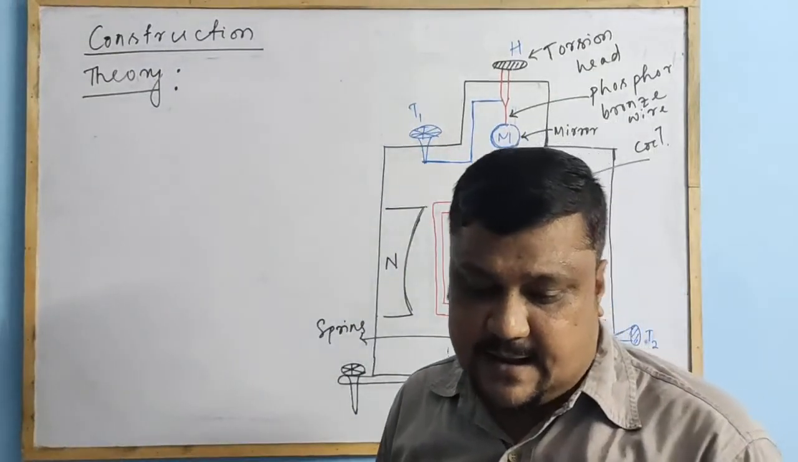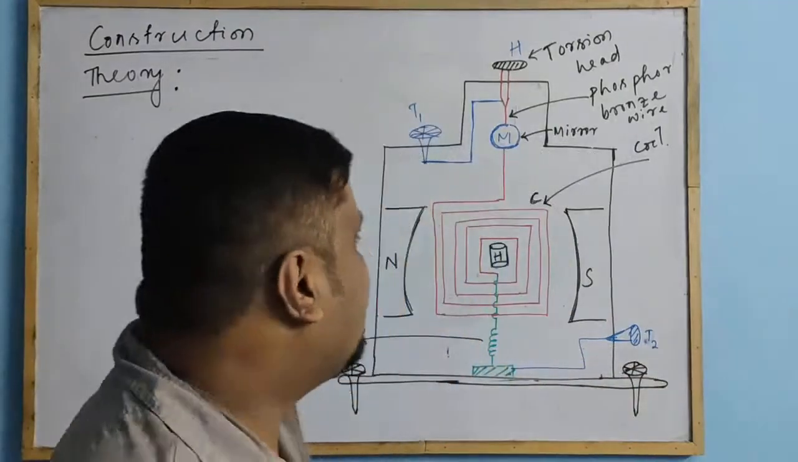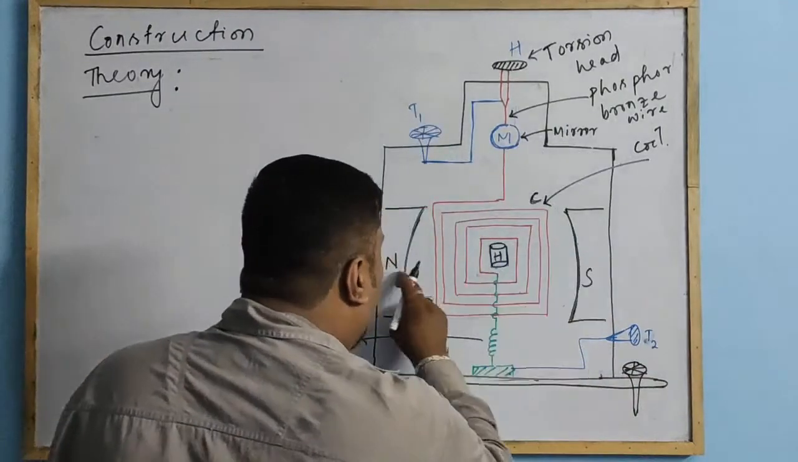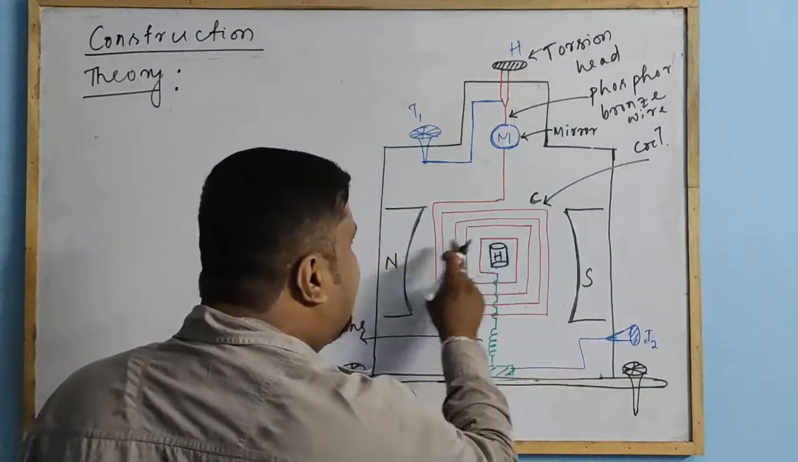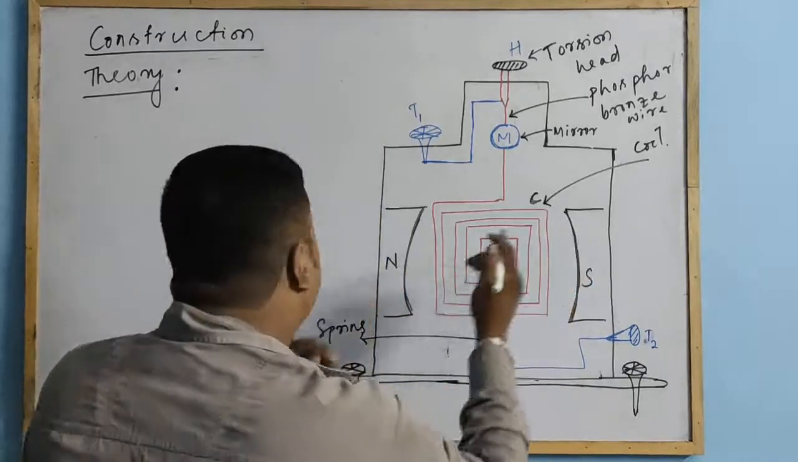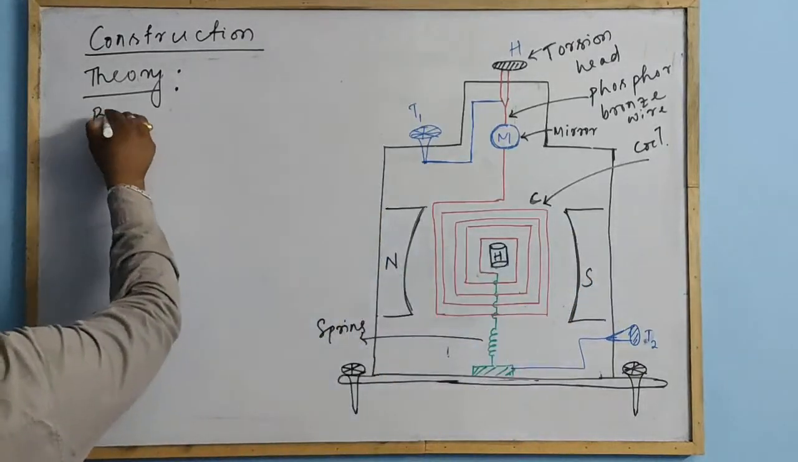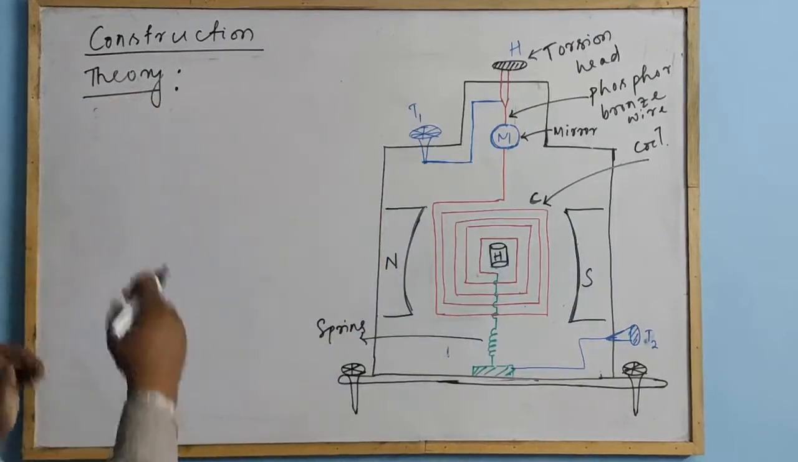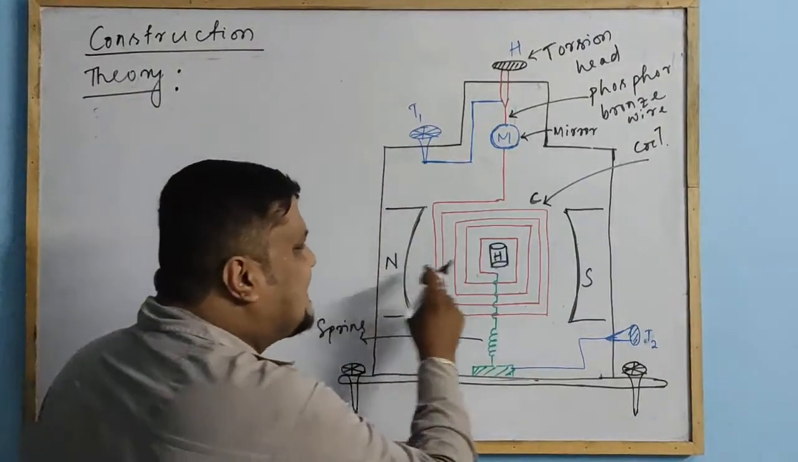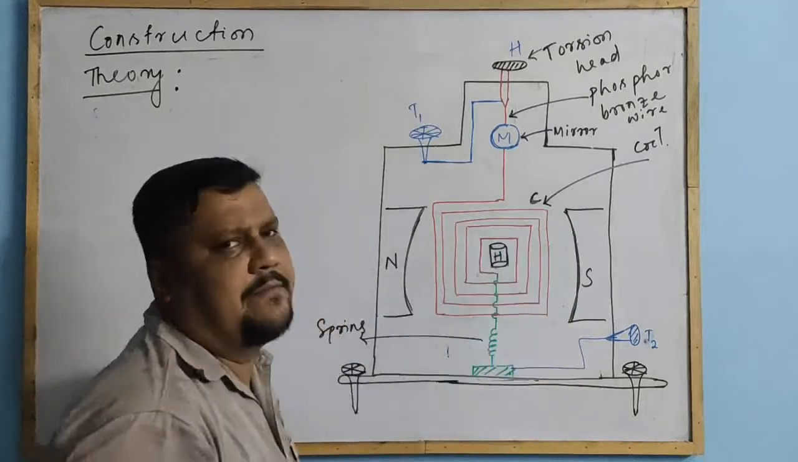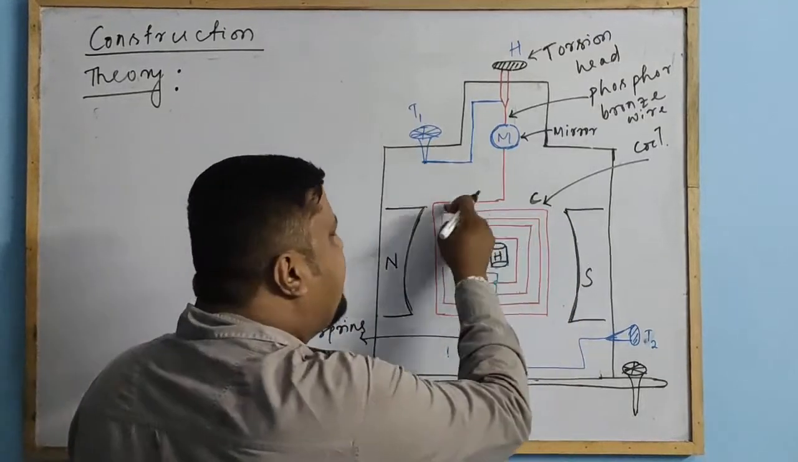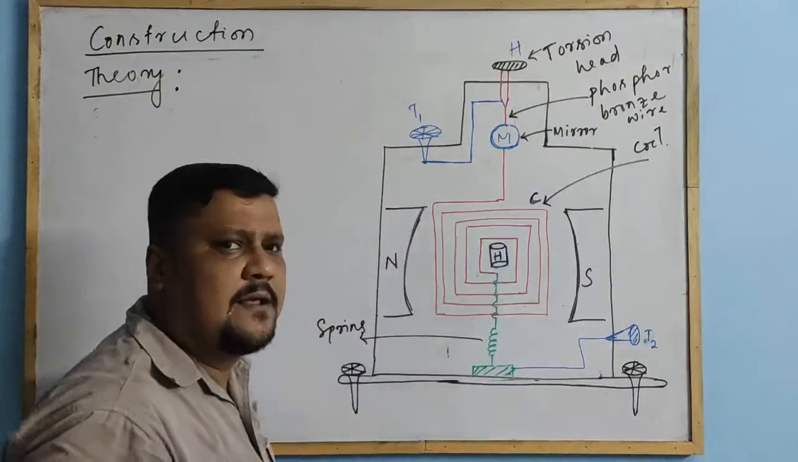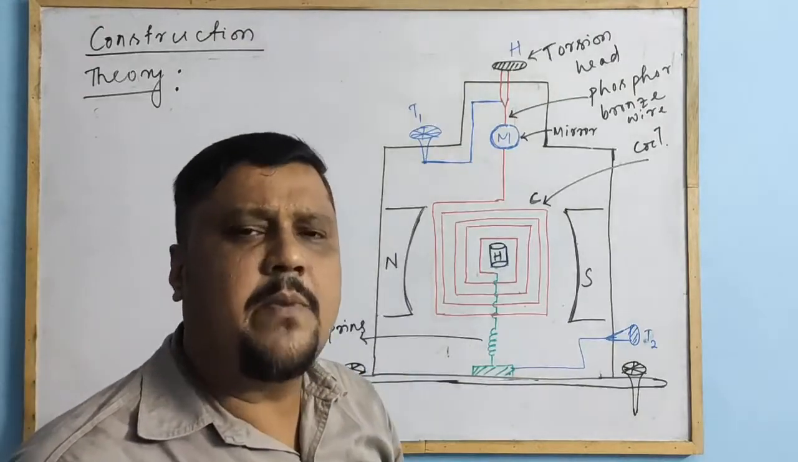Now let us consider the magnetic poles are so placed, so this will give you a magnetic field between the north and south pole. Let B be the magnetic field. So when these are the poles, it gives a magnetic field B. Let A be the area of the coil, and N be the number of turns.